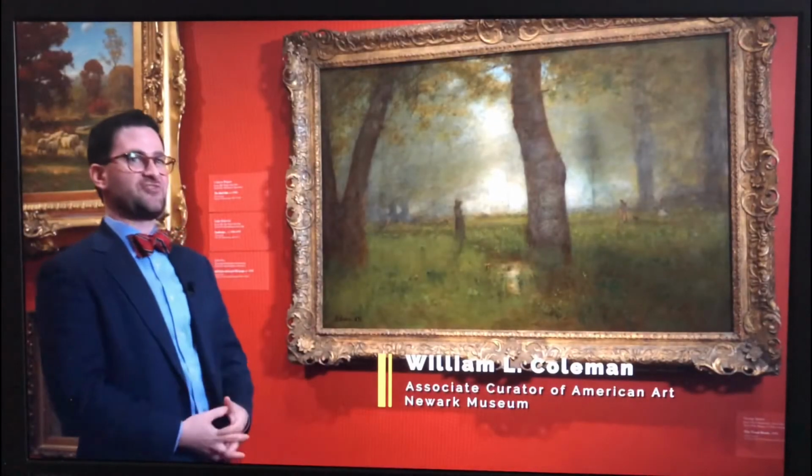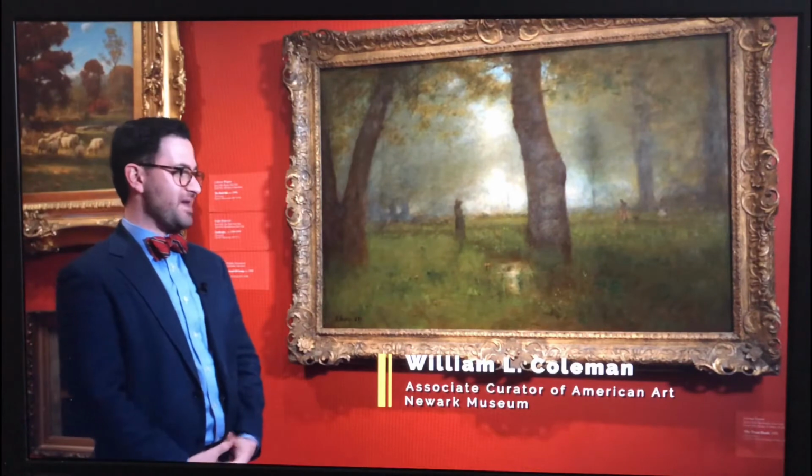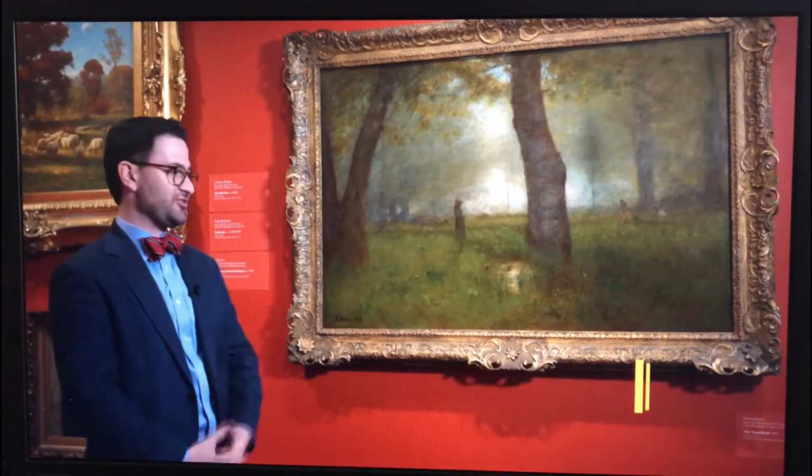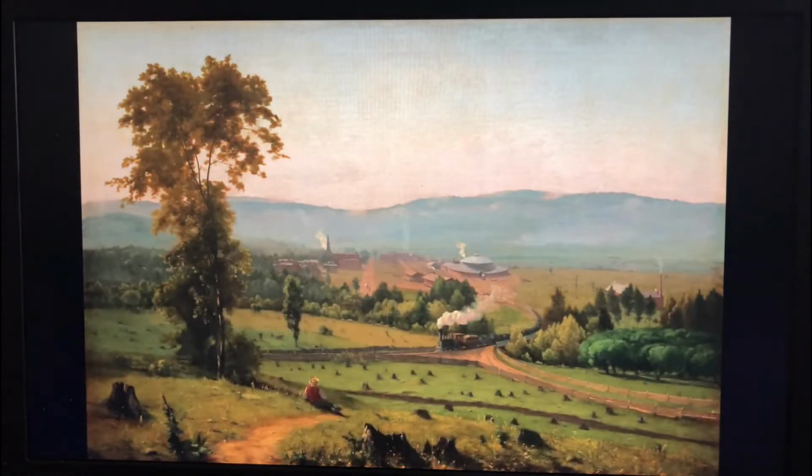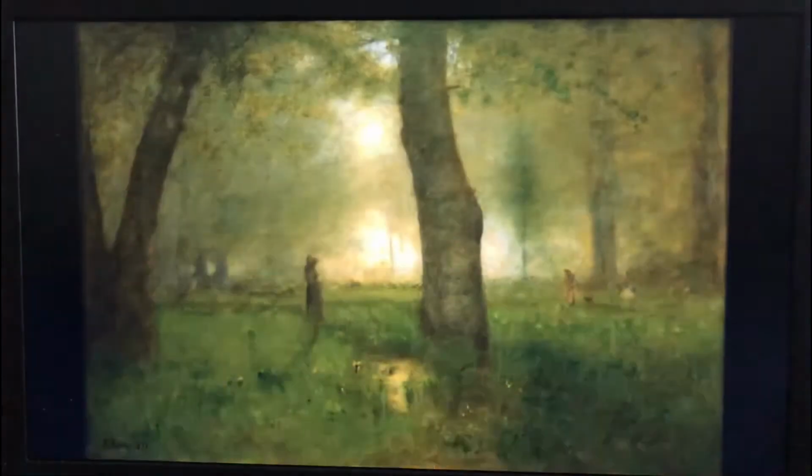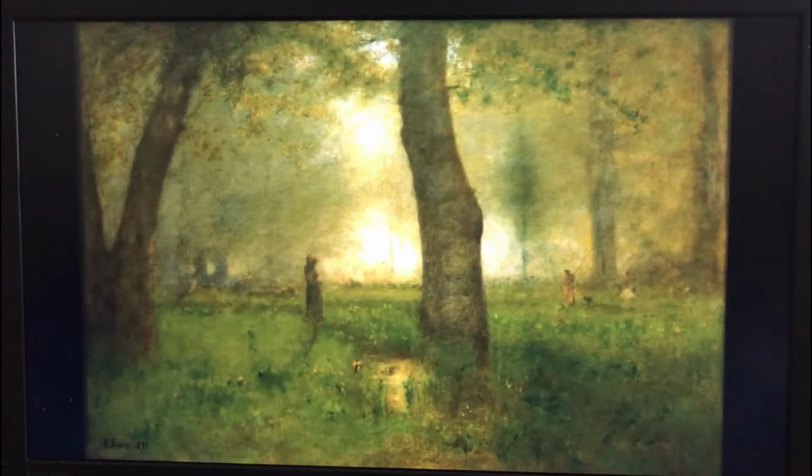George Inness is an interesting and a challenging painter. He is many different artists at different points in his career. Early in his life, he's making images that look like a lot of other Hudson River School landscape painters. Later in his life, as in the case of the Trout Brook of 1891, just 3 years before his death, he comes to this very loose way of handling paint.